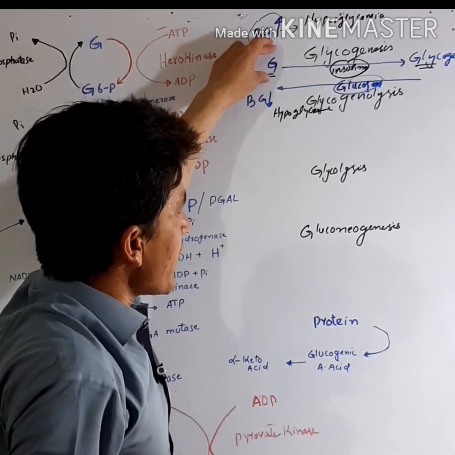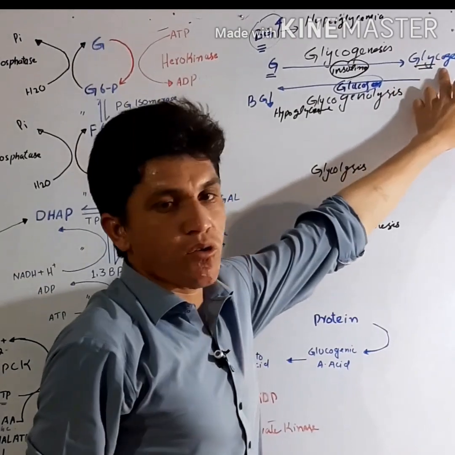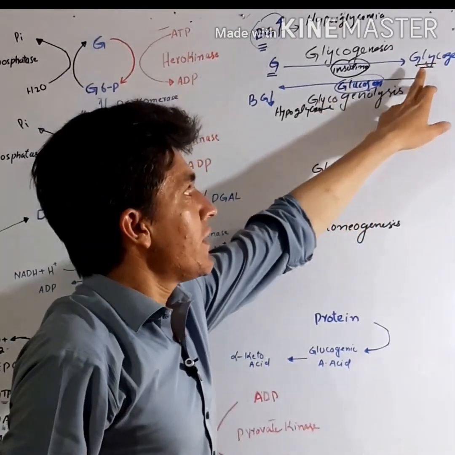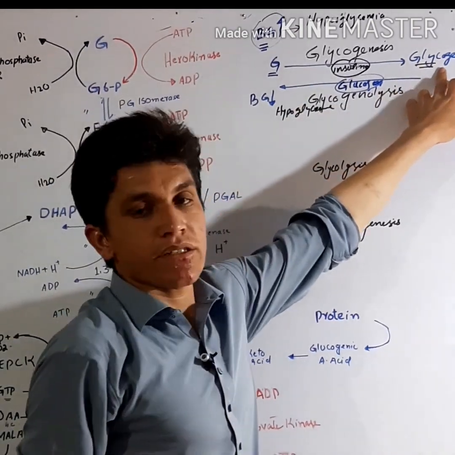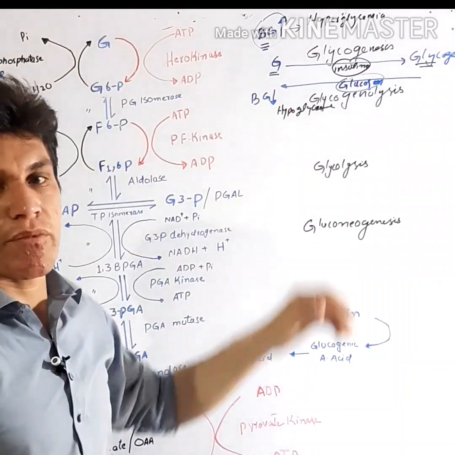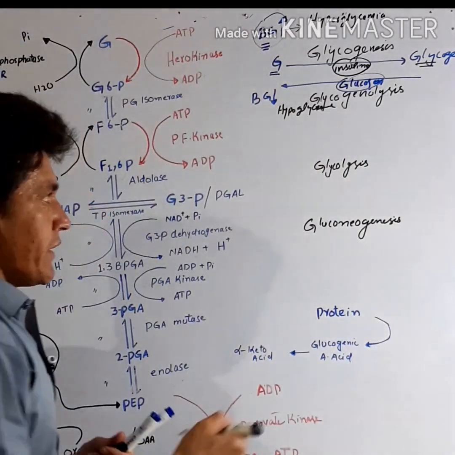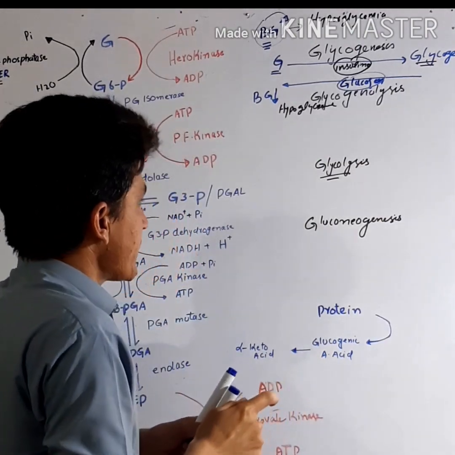In glycogenesis, what happens? Glucose is converted into glycogen. In glycogenolysis, what happens? The glycogen is converted back into glucose to normalize the blood glucose level. And glycolysis, what happens? What is glycolysis?